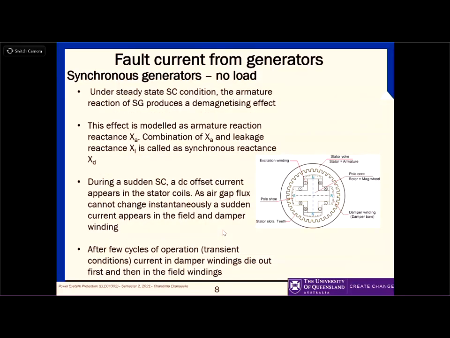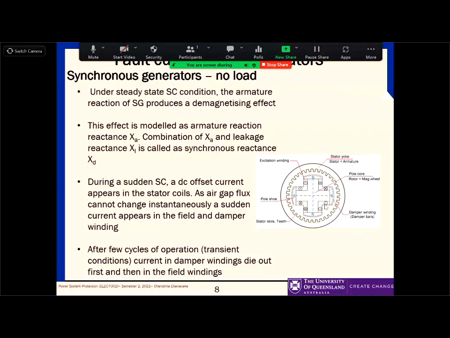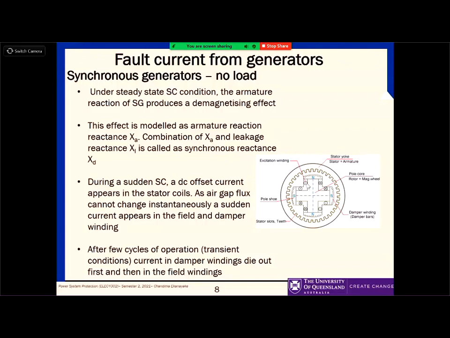Also, rotor construction is something that you need to look at closely if you want to understand how the generator behaves during a short circuit condition. If you look at this diagram, this is the stator and this is the rotor, right? And on the rotor, there are windings on the poles. Poles are mounted on the rotor. These main windings are called excitation windings, and those are the ones that produce the magnetic field. But apart from that, they have these small dots. They are called damper windings. They are there to reduce the impact of these sort of short circuit conditions, right?